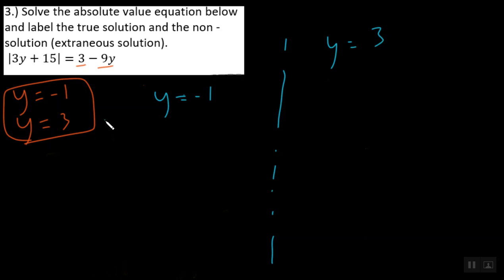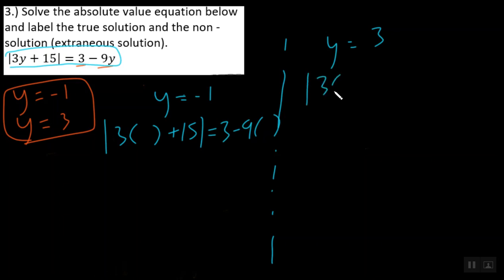Okay, so over here, what I have is in my original equation, I see the absolute value of 3 times y plus 15, close the absolute value, is equal to 3 minus 9 times y. Over here, I'll do the same thing. The absolute value of 3 times y plus 15, close absolute value, equals 3 minus 9y. Okay, so let's go ahead and plug in our first solution. Let's plug in that negative 1 and negative 1. And let's work it out.